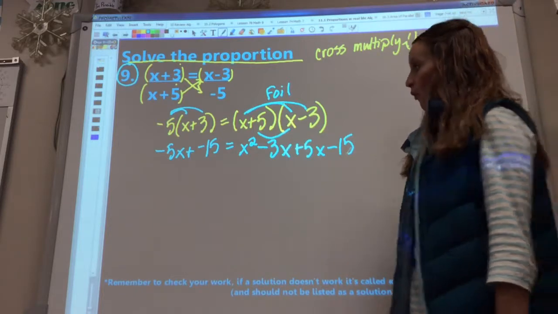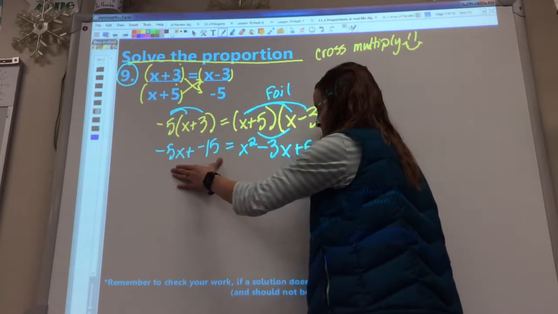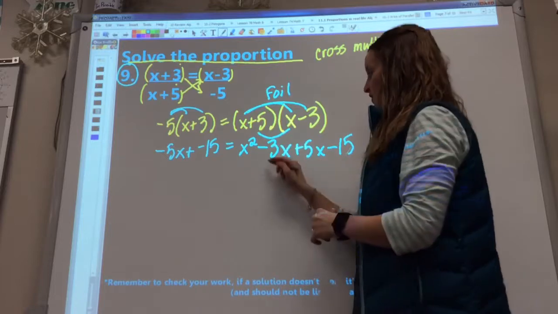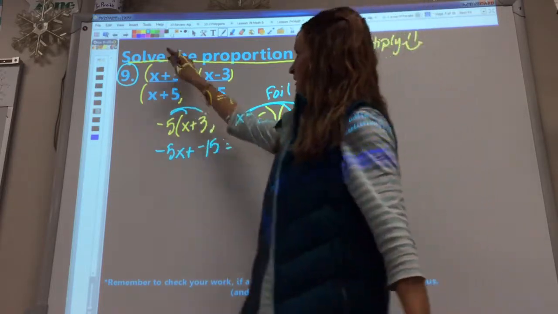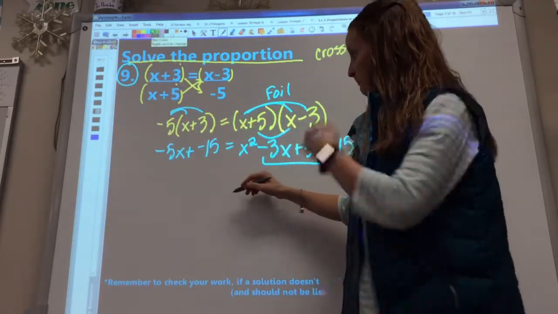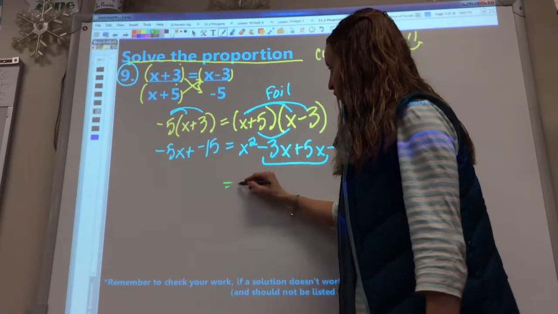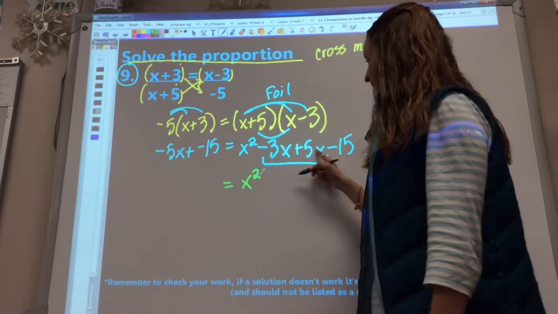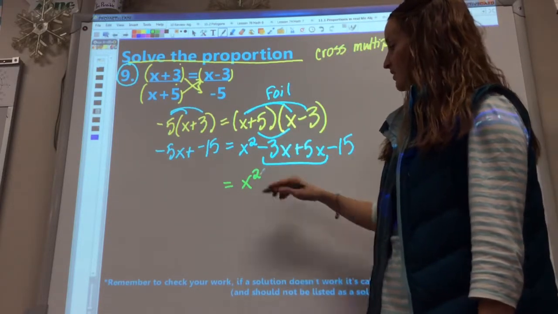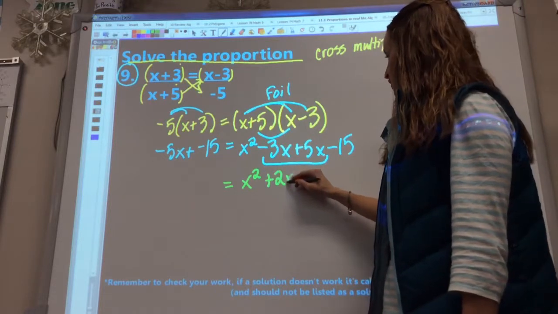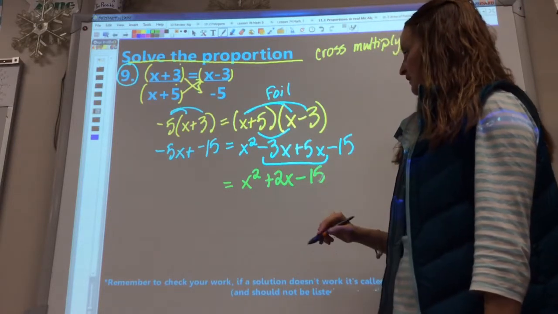After this step, once you see an x squared, you should know to bring everything to this side. But first, I would like to simplify this. I'll just use another color. And so we'll have x squared. A negative 3x plus 5x is positive 2x minus 15.